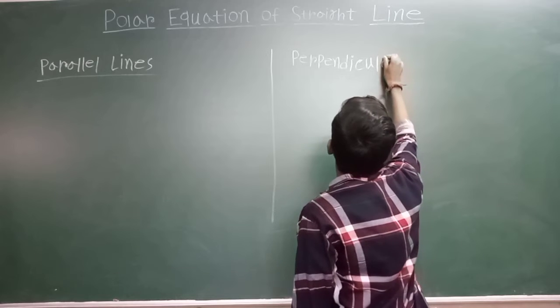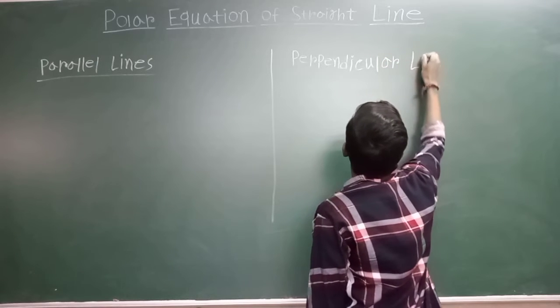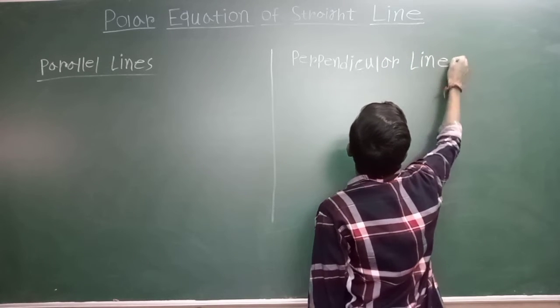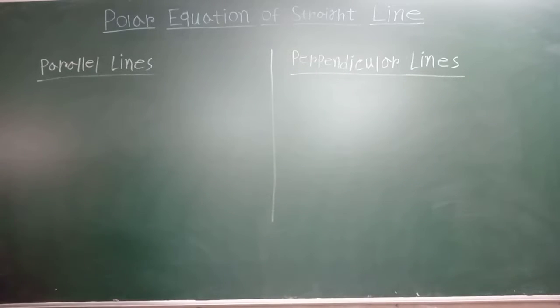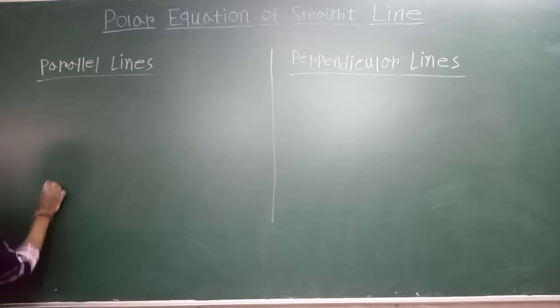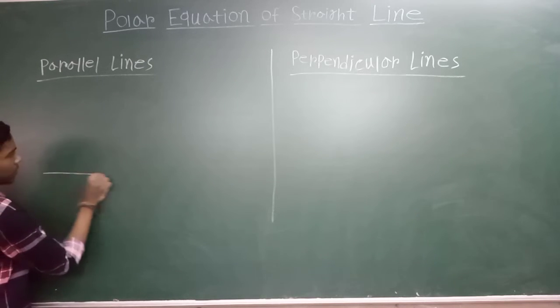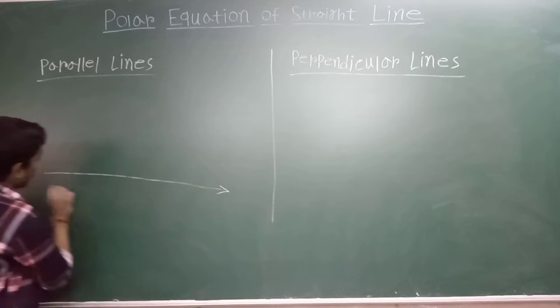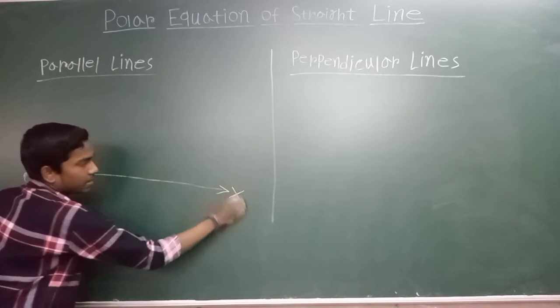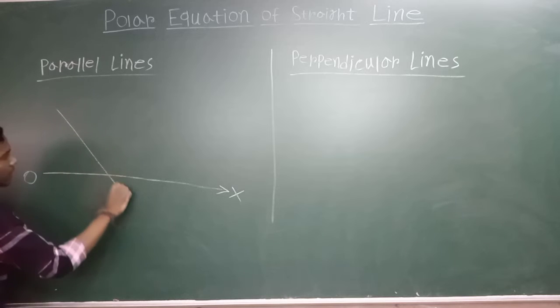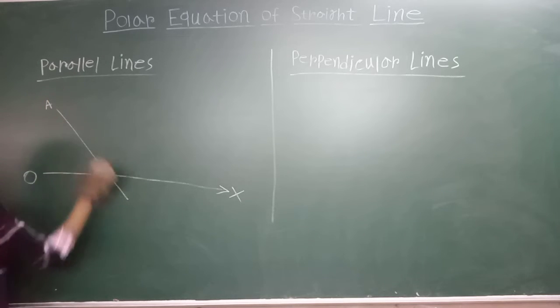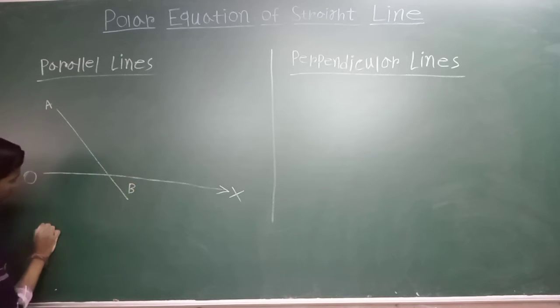Perpendicular lines. Okay, so I'm drawing here two diagrams. OX is the initial line. Now AB is the given straight line, and we know its equation in polar form.